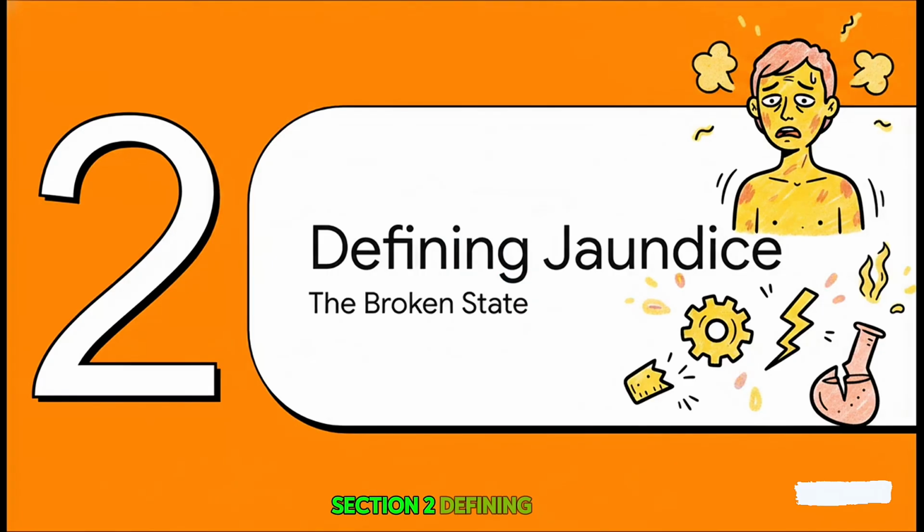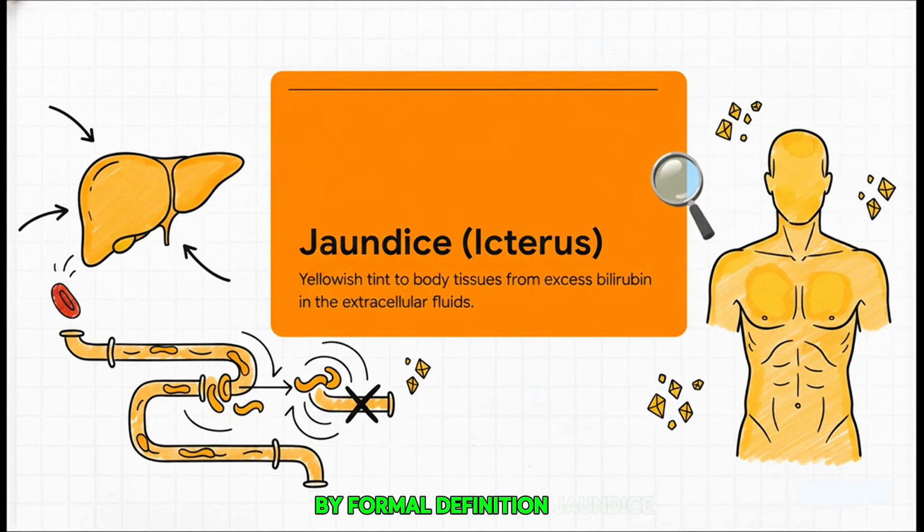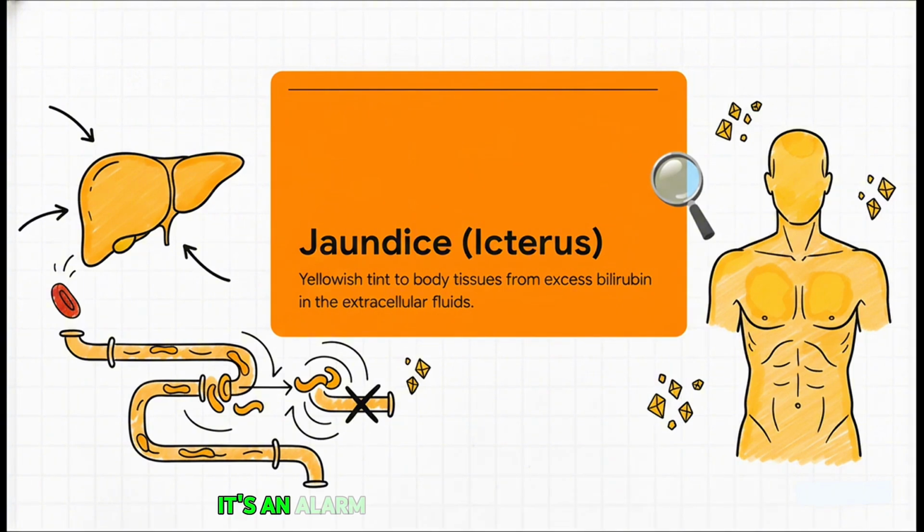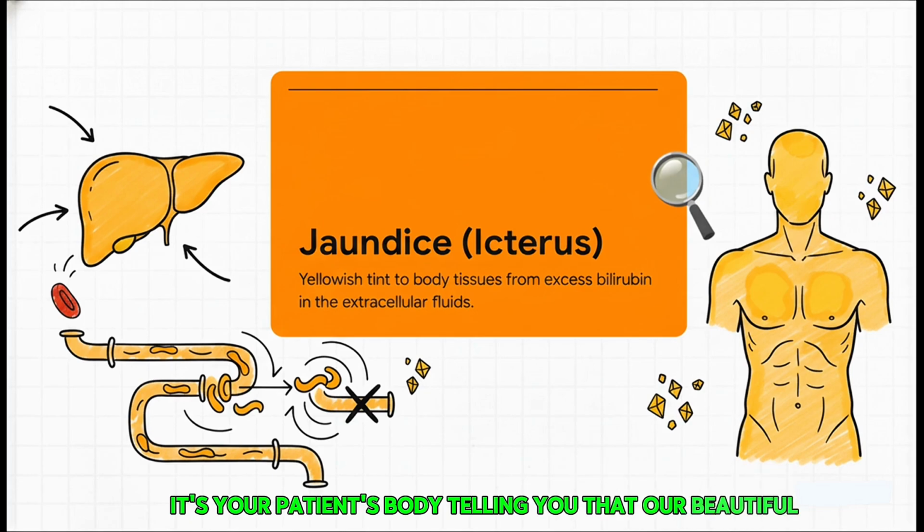Section 2. Defining jaundice, the broken state. By formal definition, jaundice, or icterus, is that yellowish tint you see in the body tissues, specifically the skin and mucous membranes. It happens when large quantities of free or conjugated bilirubin just start accumulating in the extracellular fluids. But listen closely. Jaundice is not a disease itself. It is a systemic symptom. It's an alarm bell for an underlying metabolic, hematologic, or structural failure. It's your patient's body telling you that our beautiful physiological pathway has completely backed up.